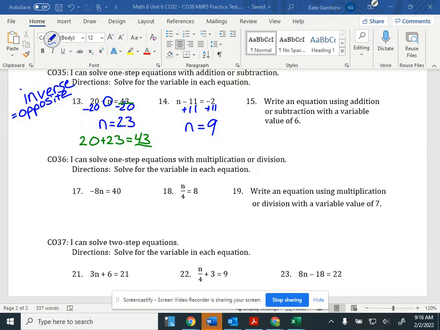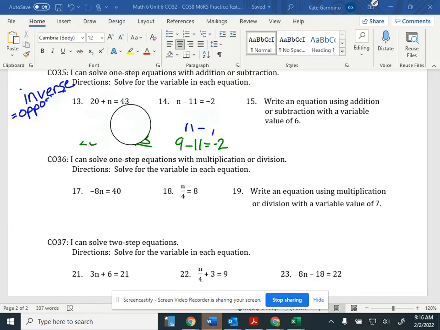Then we want to check our answer. Did I do my math right? 9 minus 11 equals negative 2. Is that right? If we look at the number line, if we're at 9 and we subtract 11, we end up at negative 2. So I did my math correctly.